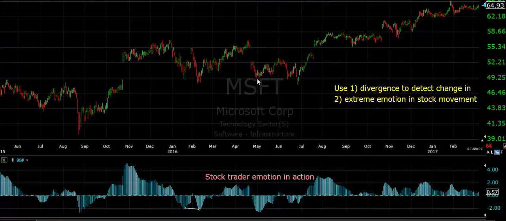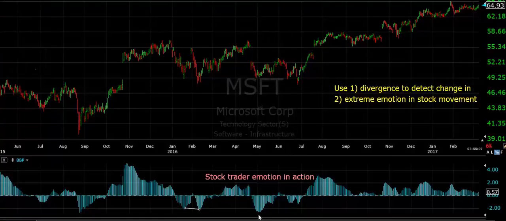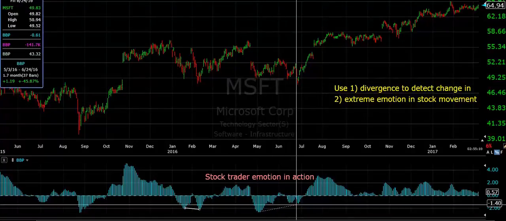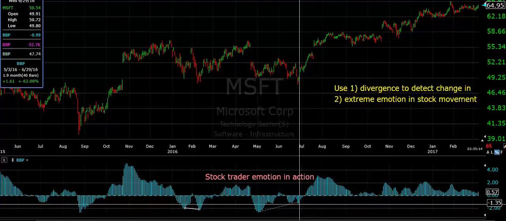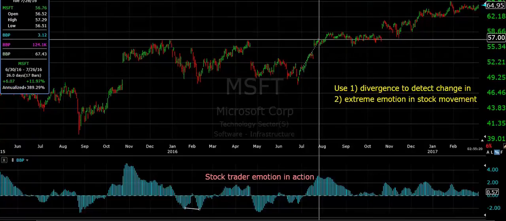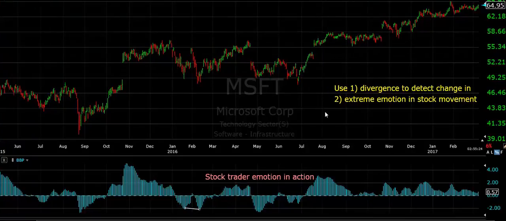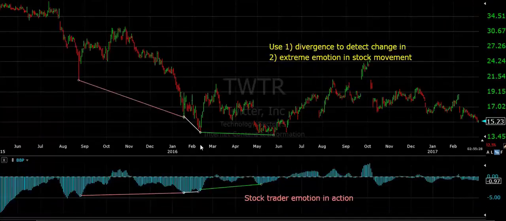If you look at a micro area here, this is an extreme because it's a new low relative to here. What happened? Momentum shifted up. Enter the stock right here. That would have been an excellent opportunity for obviously a lot of profit here. And that is an example for Microsoft. Last example is for Twitter.